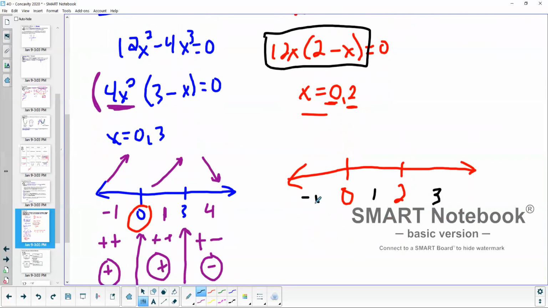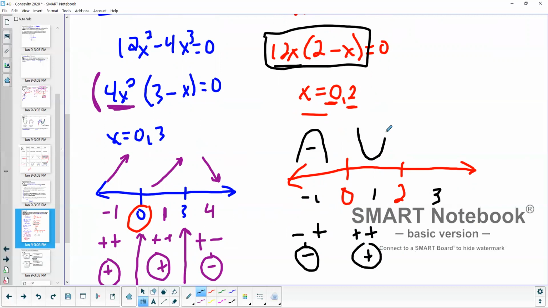And so if I plug -1 into the 12x times the quantity 2 minus x, I get a negative out front, and then 2 minus -1 is positive. So that tells me this is negative, and that tells me that in this particular region, my graph is concave down. Then I plug in +1, gives me a positive out front and a positive on the inside, which is positive, which tells me my graph is concave up in this region.